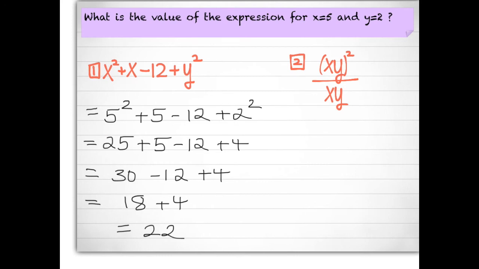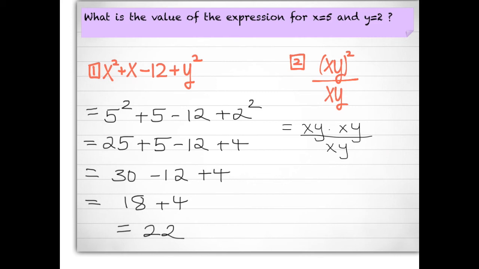Now, the next example is a little bit more complicated, but it's still fairly simple. We have x times y squared divided by xy. If you want to actually write it out and expand it, we could say the numerator is actually xy times xy. Again, because that exponent is a 2. And we're dividing by xy.